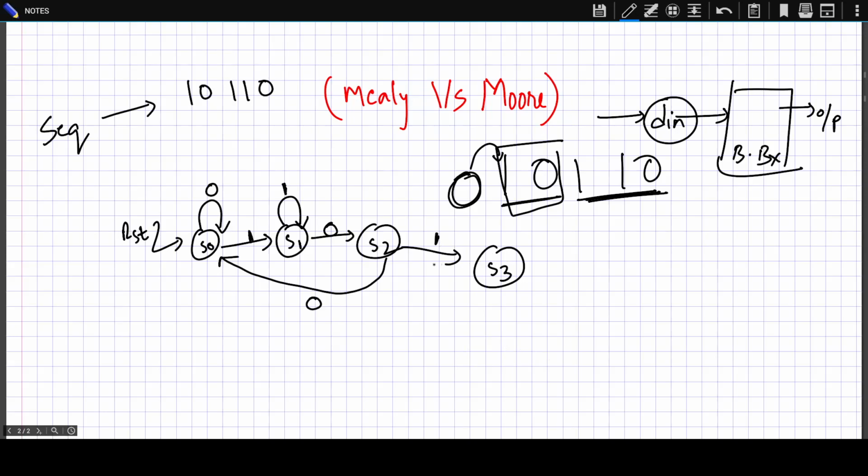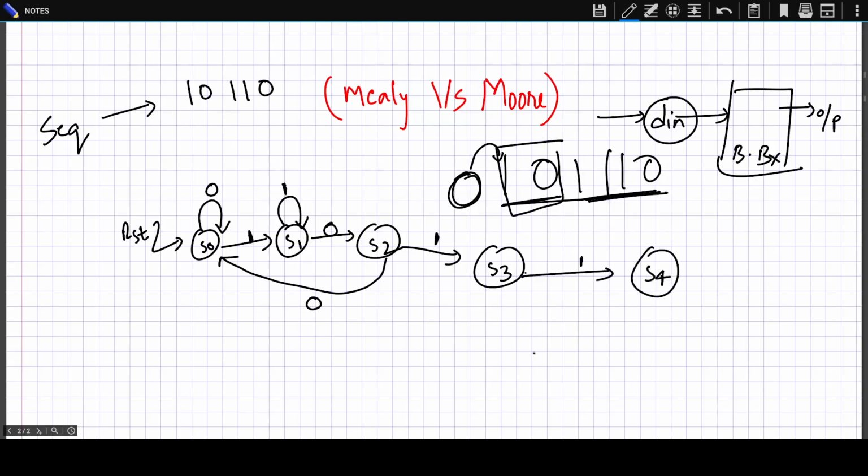Now I am in the state s3. What does s3 represent? I have matched 1 0 1. So s3 represents the pattern 1 0 1. Now from here, for the state s2, both possibilities are covered. Now in s3, 1 0 1 is detected. If I get a 1, then I move to the next state s4.